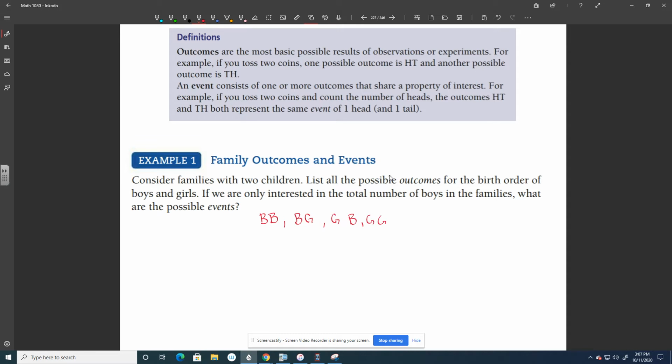Or I could have a girl and then I could have another girl, right? Those are the different possible outcomes. Now, if I'm only interested in the total number of boys, what are the different possible events that could happen? Well, here I've got 2 boys. Here I've got 1 boy, 0 boys. So the different possibilities, if I'm only interested in numbers of boys, would be 0, 1, or 2. So these are my outcomes. These would be my different events if I'm only interested in the number of boys.